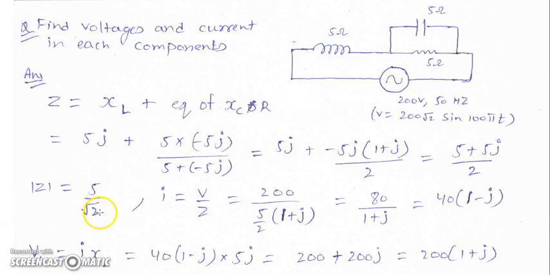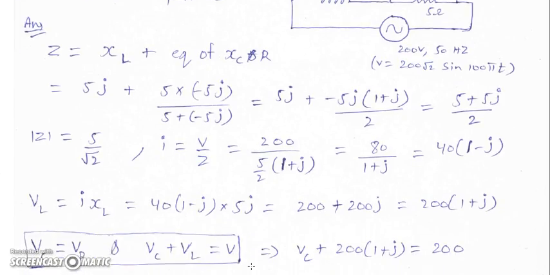So this will be 5 by root 2. I, which is V by Z, is this. Again, you can use the same complex number for Z here also. You will get I as this by rationalizing. You are getting I as 40 I minus J. If you have to find VL, again use the same I, 40 I minus J. XL is 5 iota, and you get the value of VL.